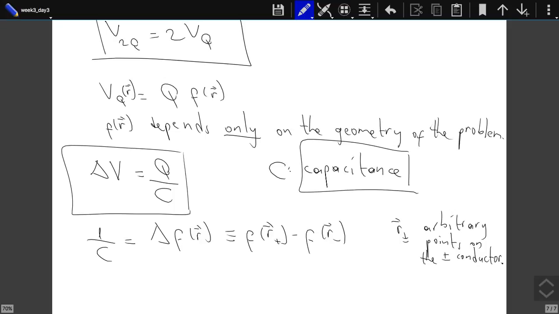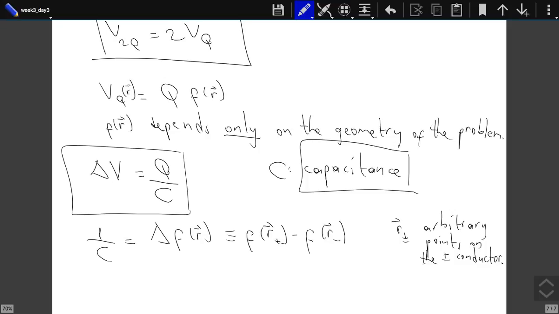Which point I choose on each conductor doesn't make any difference, because F has a constant value on the positive conductor, and it has another constant value on the negative conductor. So this is how we define the 1 over C.